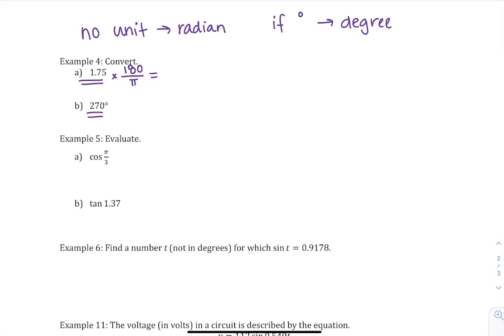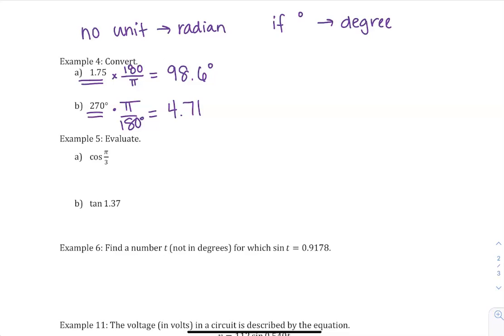I highly recommend you have something with you every time you're doing these problems, so you remember which fraction to multiply. Is it 180 over pi or pi over 180? And here we have 98.6 degrees. And then for 270, it's pi over 180 when you're dealing with degrees. So we do 270 times 3.14 divided by 180, and we're looking at 4.71. And I don't have to write radians because that's understood to be radians.